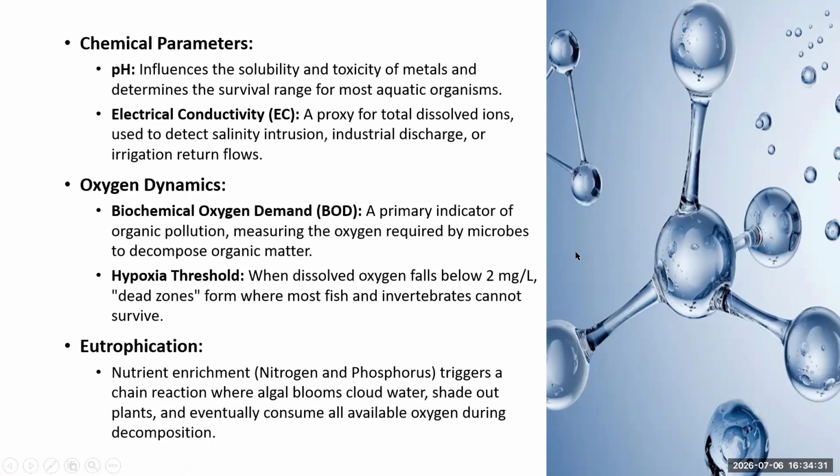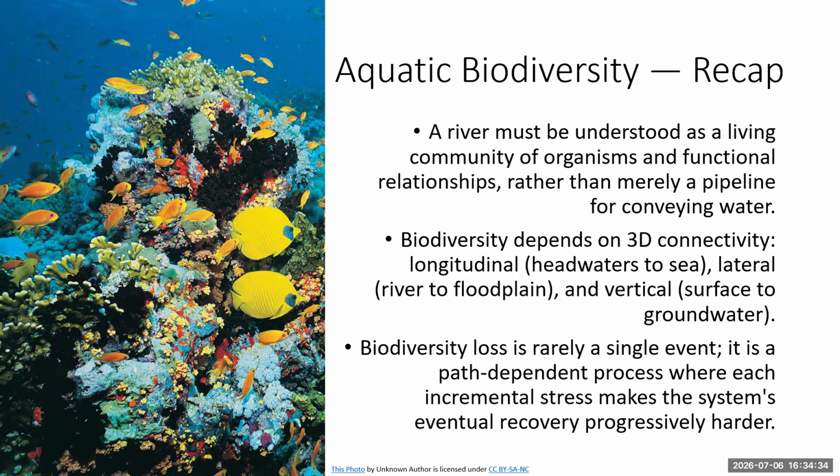Then, aquatic biodiversity. A river isn't just a channel carrying water, it's a living ecosystem where countless organisms interact with one another. For this ecosystem to function properly, it needs connectivity in three dimensions, that is, first along the river from the headwater to the sea, then across to the floodplains, and finally between surface water and groundwater. When these connections are disrupted, biodiversity begins to decline. It is important to remember one more thing: biodiversity loss usually happens gradually, with each new disturbance making it harder for the ecosystem to recover.